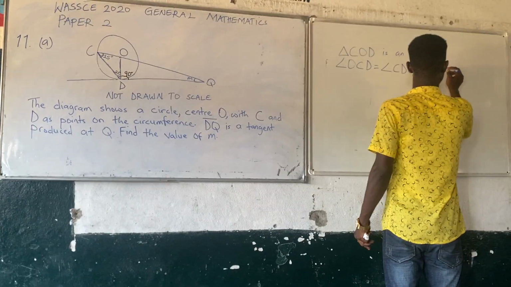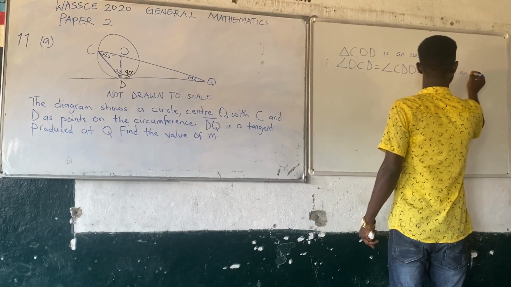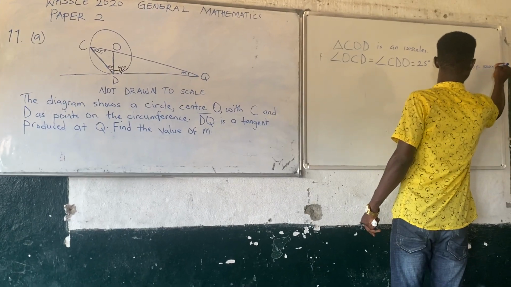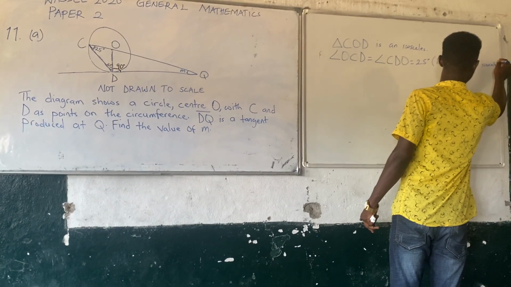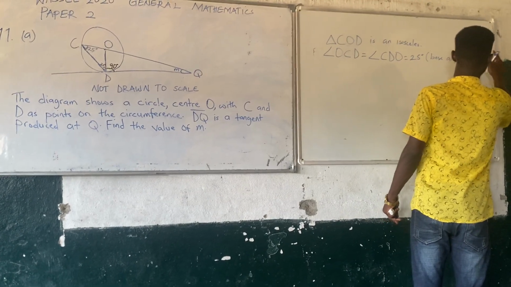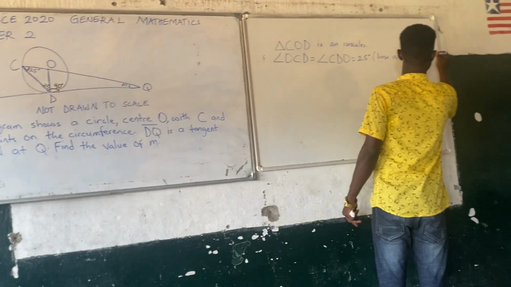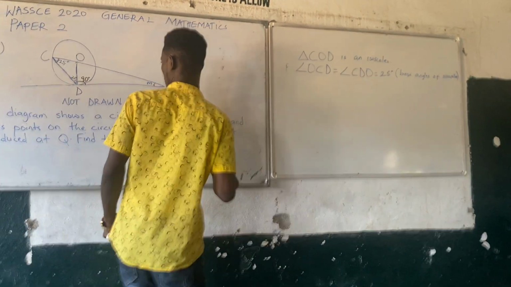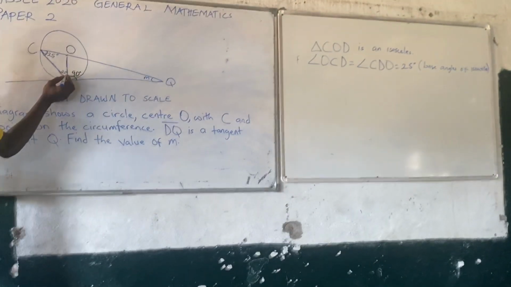We say these angles of isosceles are equal. These angles of isosceles. So that's how we place this.